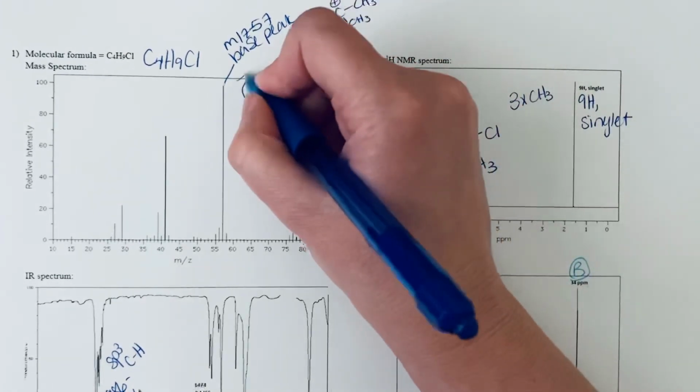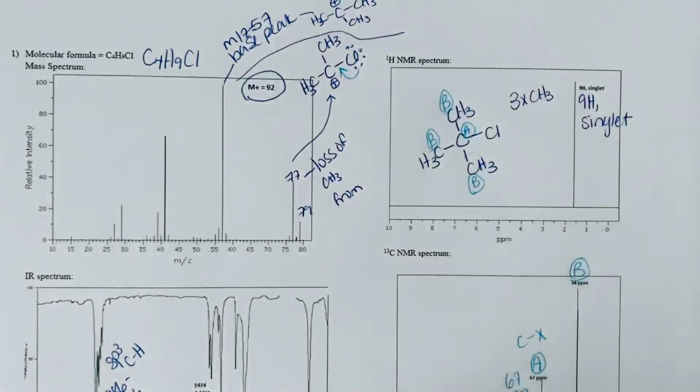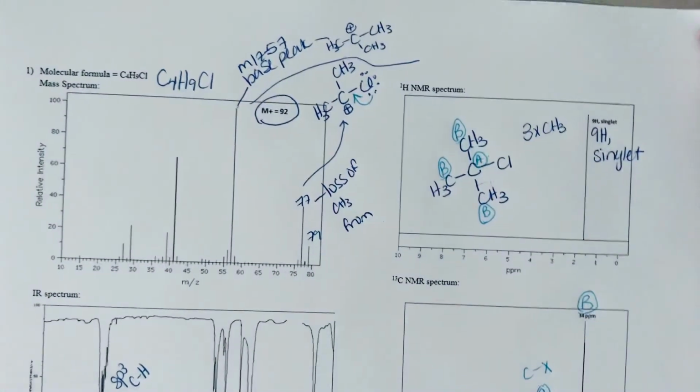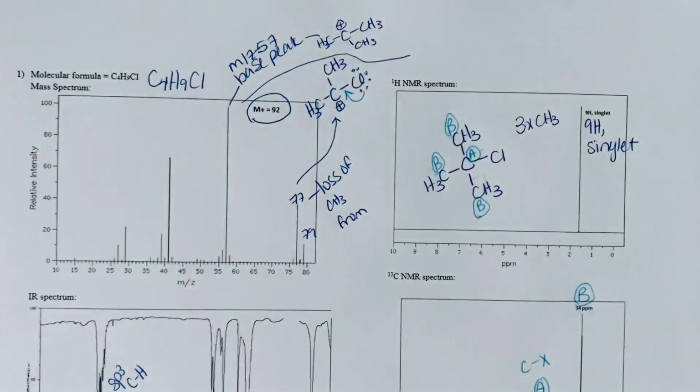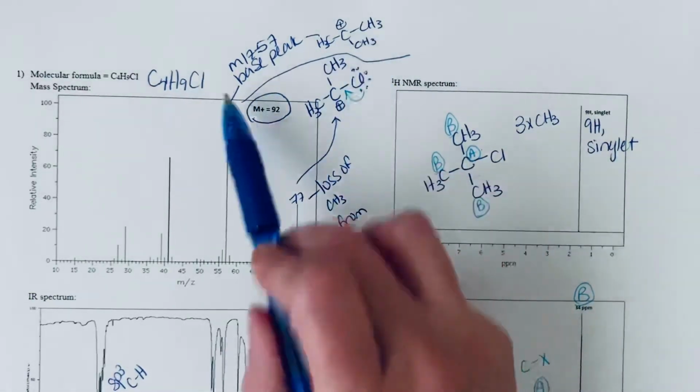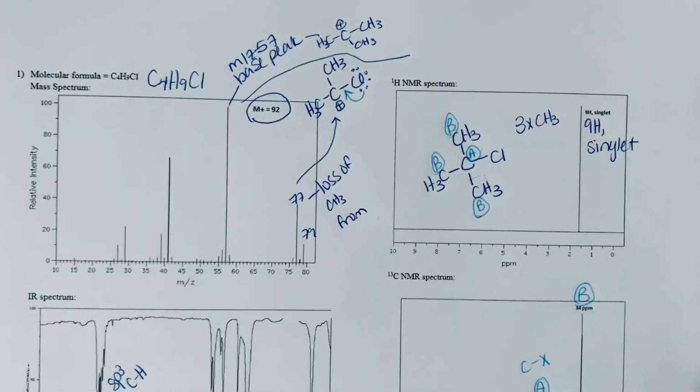I'm just going to draw a line in between these so we can make sure we're not confusing them. And if you add that up, it's a nice stable tertiary carbocation. We'd expect that, and that does weigh 57. So it seems like all of our information is consistent, and this is the most likely structure.